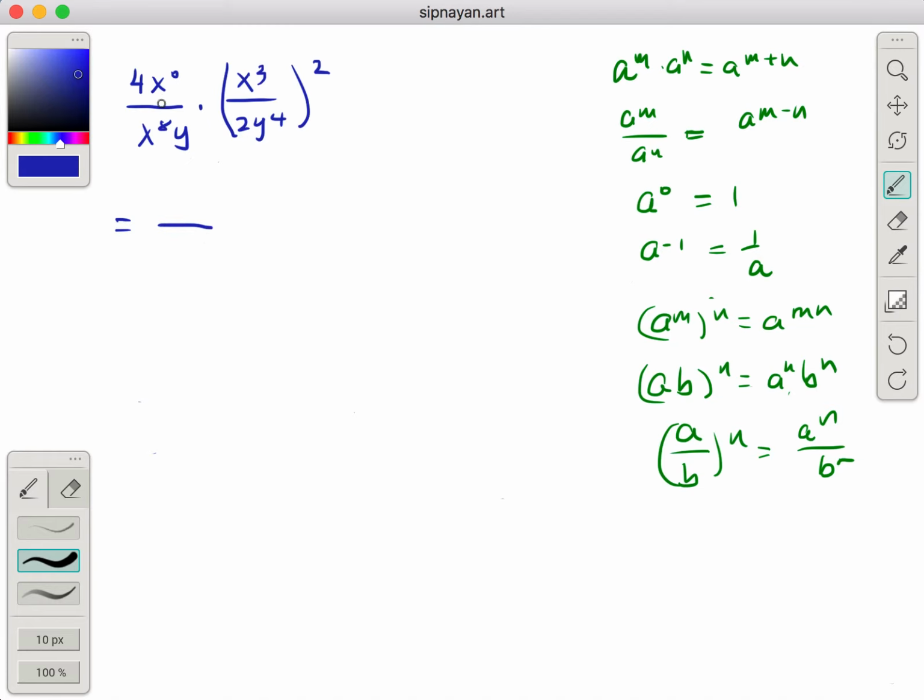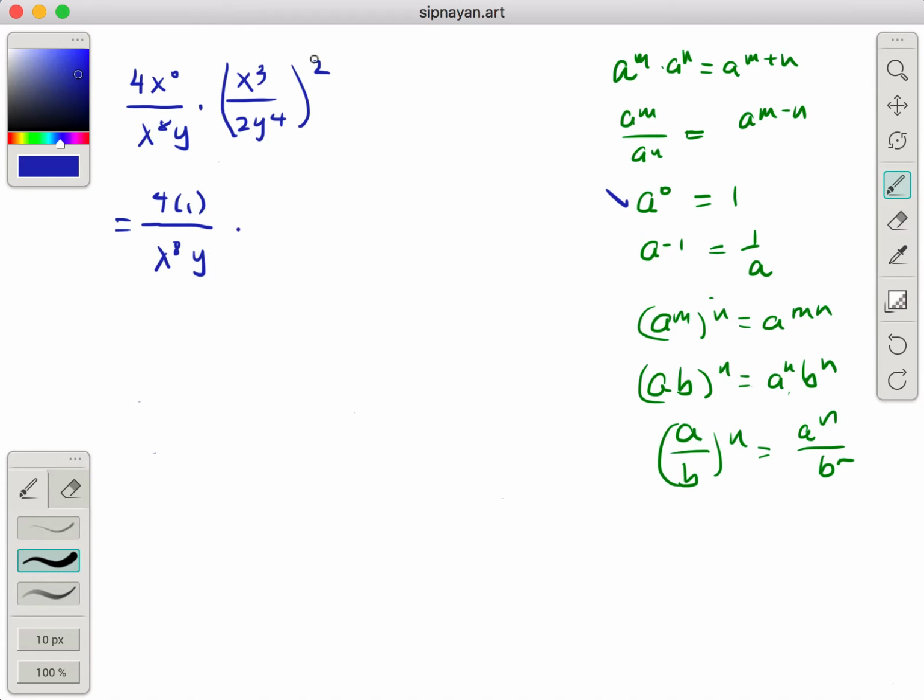Ano kaya ang pinakaunahin natin? Yung x to the 0, no? So ito yun. Any expression raised to 0 is equal to 1. So magiging 4 times 1 na yan, di ba? 4 times 1 over x to the 8th y. Then, ano napapansin nyo dito?